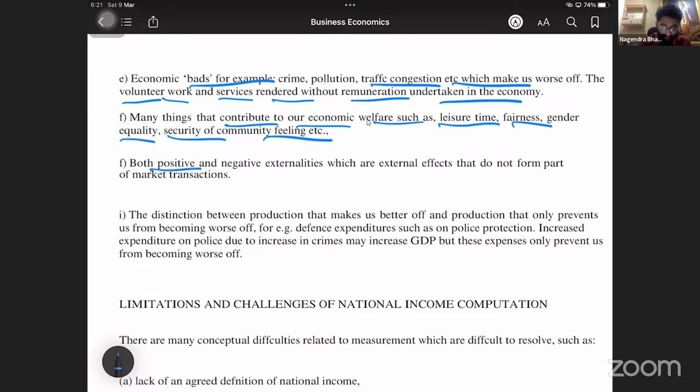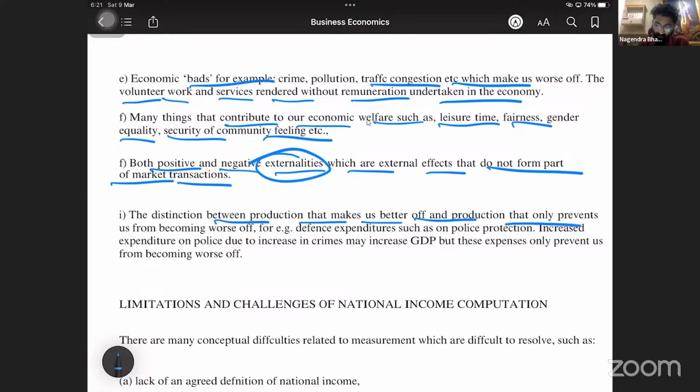Both positive and negative externalities, which are external effects that do not form part of the market transactions. What is this externality, sir? Soon we are going to discuss externalities. Positive externalities are there, negative externalities are there. That is also not considered in national income, GDP. The distinction between production that makes us better off and production that only prevents us from becoming worse off.